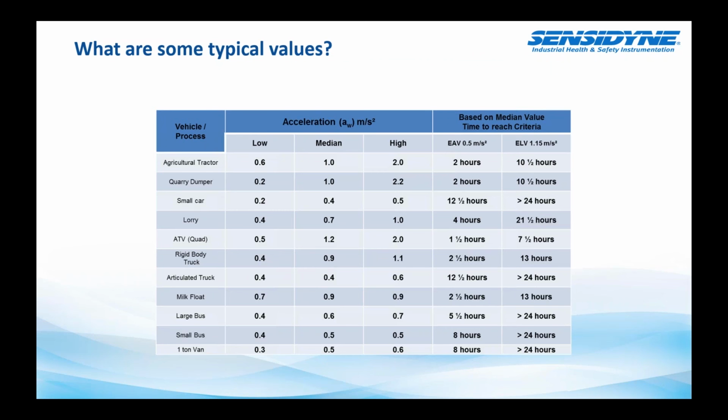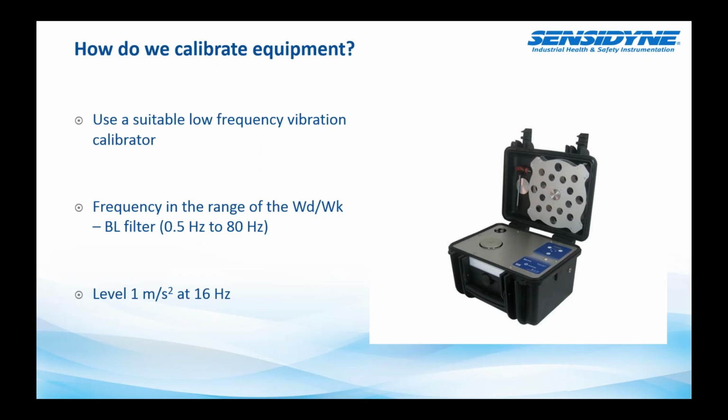Again, we calibrate the equipment with a calibrator that has a suitable level and frequency range. Bear in mind that for whole body vibration instrumentation, just go back to the chart that we saw a few slides ago, it is an even lower range than the hand-arm vibration. So the standard tells us that we have to calibrate a whole body sensor actually at 16 Hertz. So there are not as many vibration calibrators that can produce a signal at such a low frequency. This is an example of such a calibrator here.